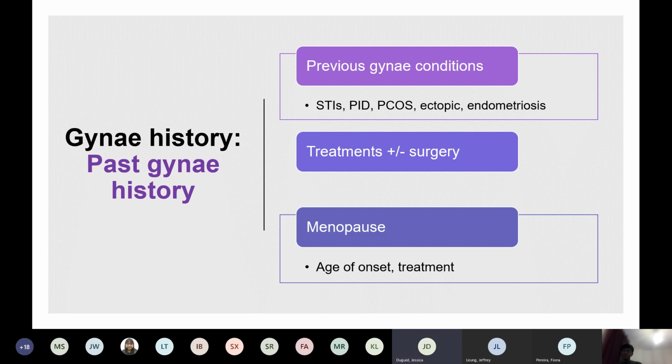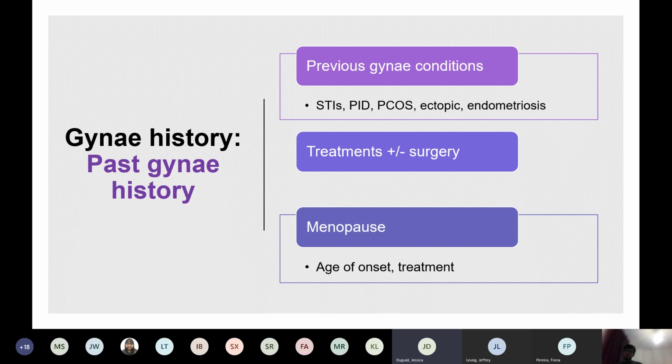Okay, so you want to basically ask a woman, after you've taken the history of presenting complaint and asked about why she's come in today, have you been diagnosed with any gynae conditions in the past, or have you seen a gynaecologist before? Something like that, where you're inviting them to tell you about something that they've been in with before, and you want to find out if they've got any previous conditions. So these are some that I thought about.